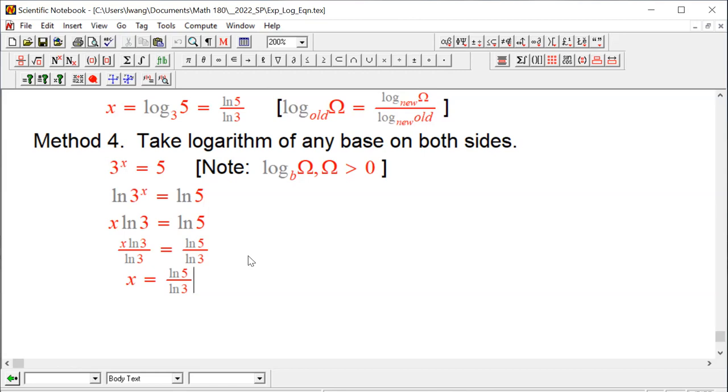I'm going to save number 3 and number 4 for you. And let's look at a little bit more complicated questions, number 5 and 6. So this is going to be our example number 3. On example number 3, we have 2 raised to the power of 3x minus 5 equals 4.